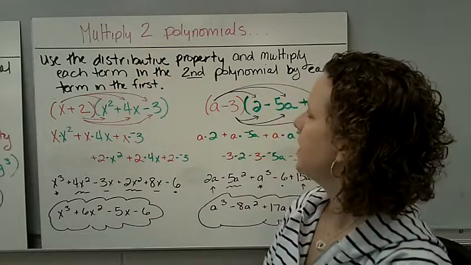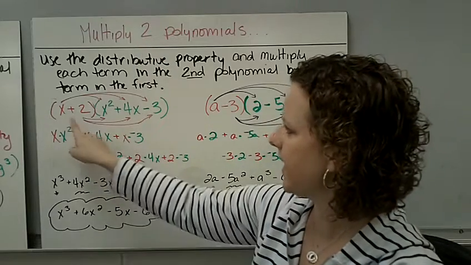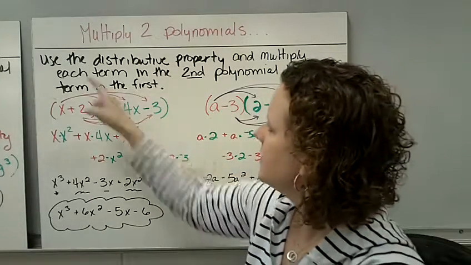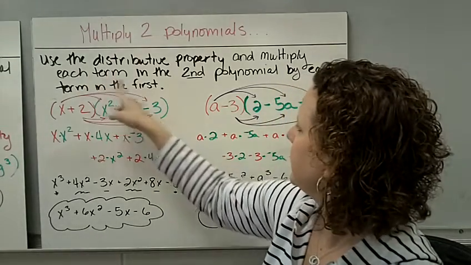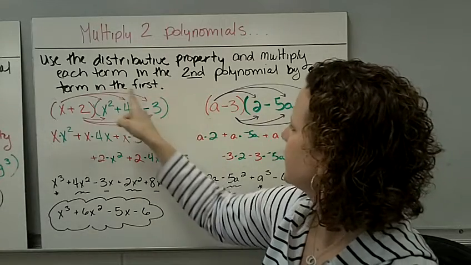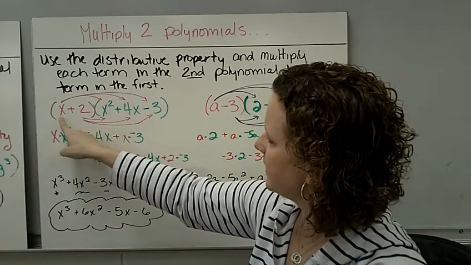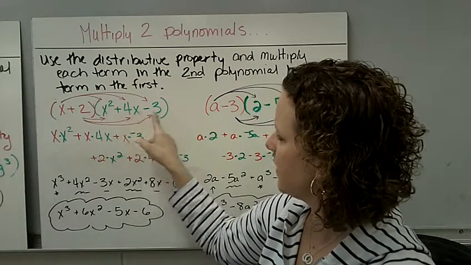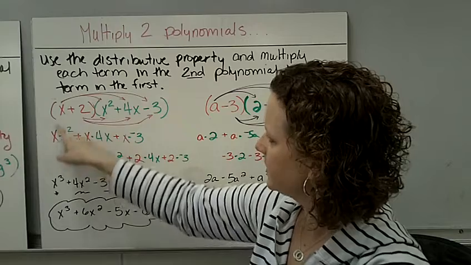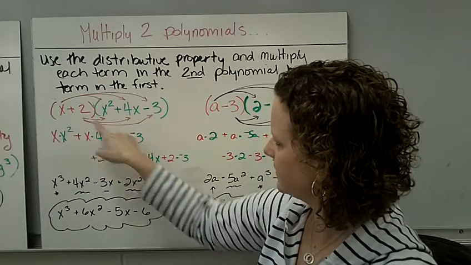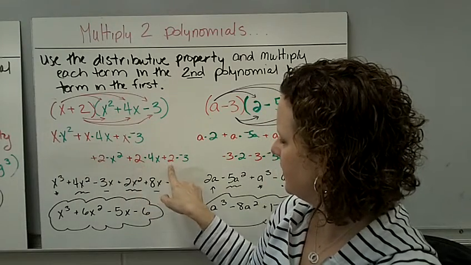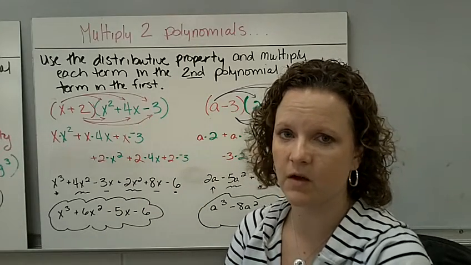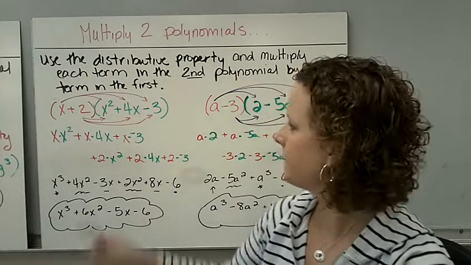So multiplying two polynomials. Here we have a binomial and a polynomial. Use the distributive property and multiply each term in the second polynomial by each term in the first. So if you see the x, I distribute through the polynomial, and then the 2 I distribute through the polynomial. And you'll see red, so x, x, x, and then 2, 2, 2. You might have to pause here and look at the math and make sure you understand where all the numbers come from, and that's fine.